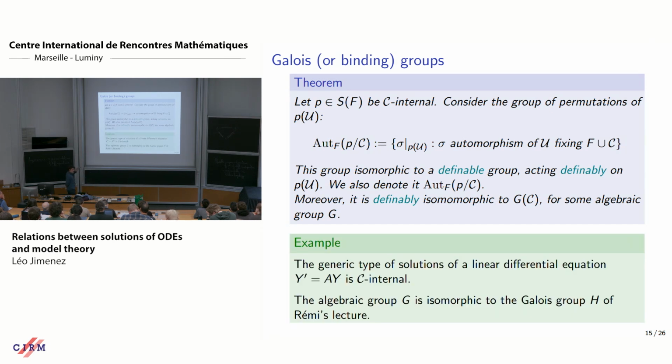Okay, so here's an example, right? And I said that on the previous slide. If I have a linear differential equation, y prime equals a times y, the generic type of this is C internal, and in fact, this group G is the Galois group H of Remy's lecture, or at least it's isomorphic, right? So this is really the same object that we're talking about here. This is a bit more general because it could apply to nonlinear differential equations, but for linear, it's the same thing. Okay. All right, and so whenever I have a C internal type, I get an algebraic group action. Okay, so that's the moral of the story.